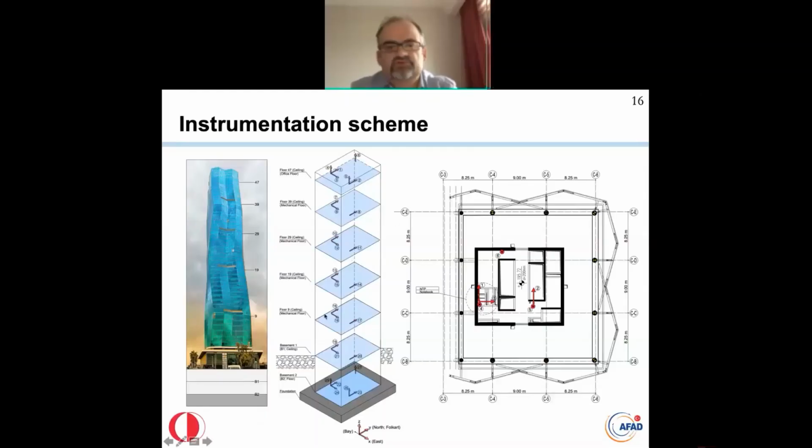Well, here is the instrumentation scheme. Accelerometers were placed on 7 different floors. The typical instrumentation on a floor consists of 2 parallel uniaxial accelerometers in the north-south direction and 1 in the east-west direction. And in addition, at the base and at the top, you have 3 vertical accelerometers at 3 corners of the building.